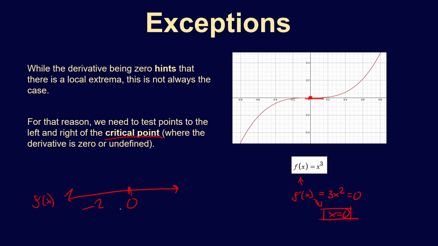Negative 2 is a nice and easy number. It can be any number. It can be negative 0.001. It could be negative a million. But let's do something easy.